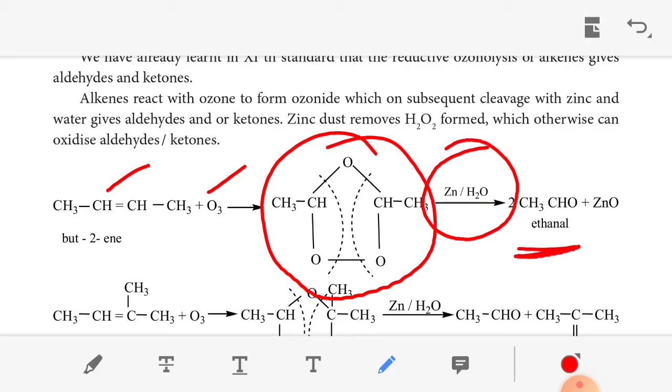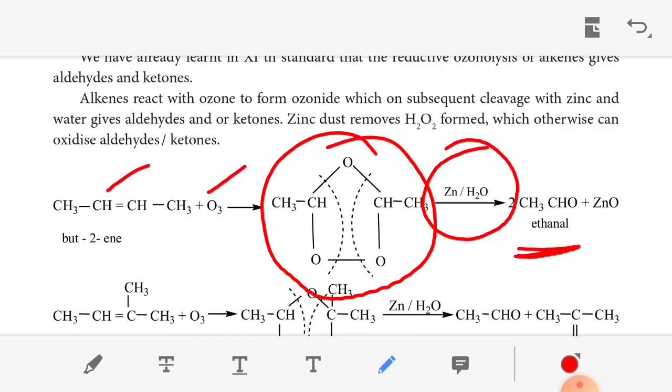That gives aldehyde or ketone. The zinc dust removes the hydrogen peroxide that is formed. H2O2 would otherwise oxidize the aldehyde or ketone. So in this case the alkene is but-2-ene. How many carbons here? 1, 2, 3, 4. So in but-2-ene, the second carbon has the double bond.